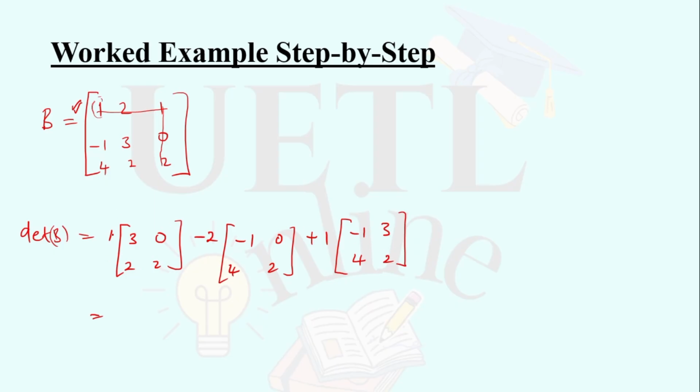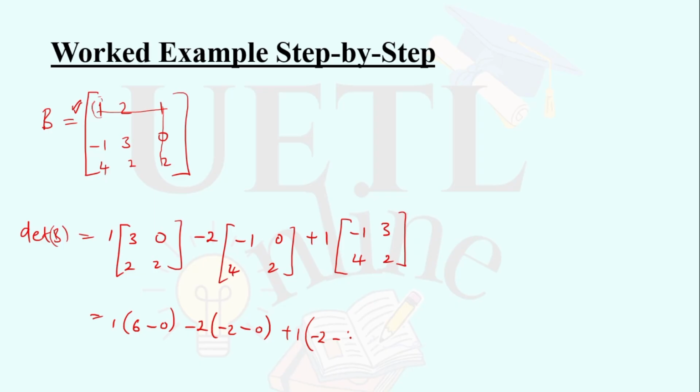So in this case, you're going to say 1, then 3 times 2, you're going to get 6, and minus 2 times 0, it becomes 0. Then minus 2. Then in this case, you're going to say minus 1 times 2, we're going to get minus 2. Then 4 times 0, we're going to get 0. Then plus 1. In this case, we're going to get minus 1 times 2, which is minus 2. Then minus 4 times 3, we're going to get minus 12, so that becomes 12.